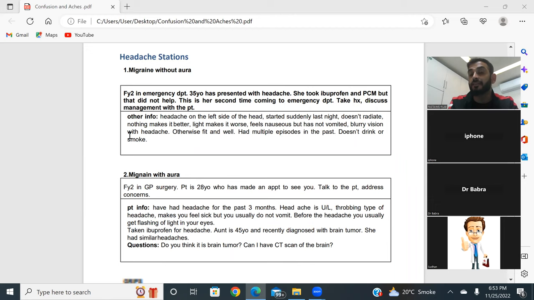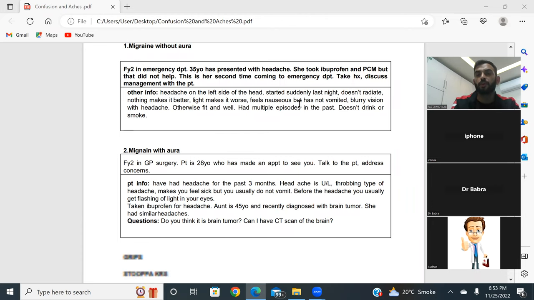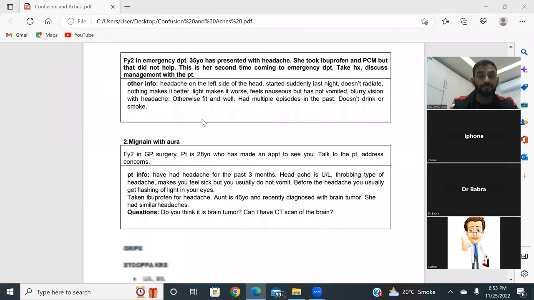Blurry vision with the headache always gives you a sense of glaucoma, but you will explore this and know this is not glaucoma. Otherwise, fit and well, because these are multiple episodes, and multiple episodes are very common in migraine.